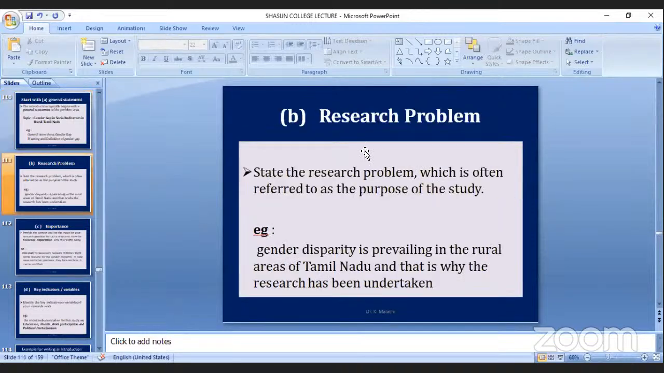Then I told you the research problem, no? So what is my research problem? The gender disparity is prevailing in the rural areas of Tamil Nadu. That is my research problem. That is the reason I have taken this particular study. So I will mention that.